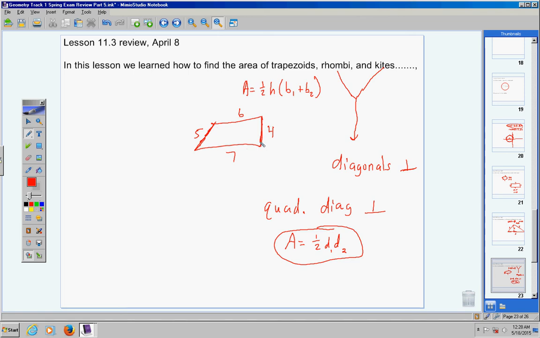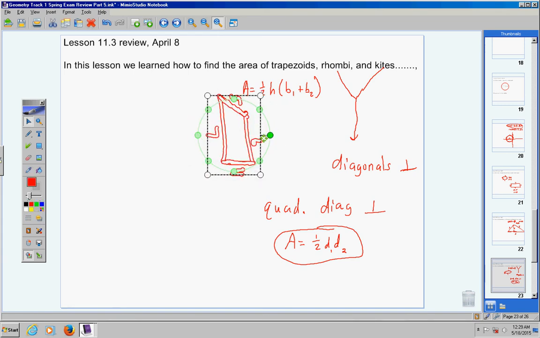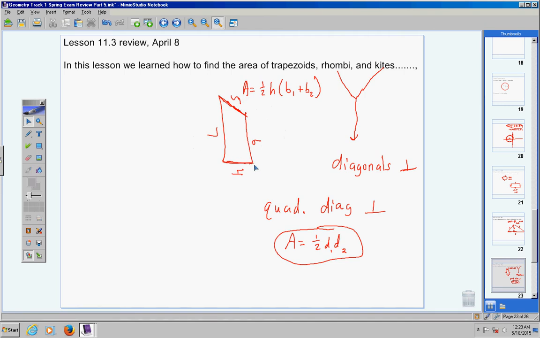Okay, and by the way, no matter which way I turn this thing, the bases are always the parallel sides. So even if I grabbed this thing and turned it this direction, so it looked like this, this would not become a base right here. The parallel sides are always the bases in a trapezoid, okay?